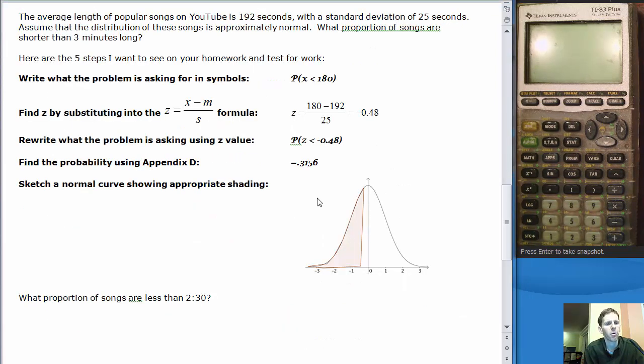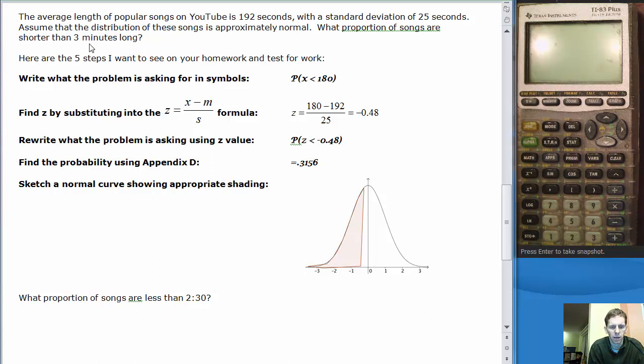Let's look at another example. Here, the average length of popular songs on YouTube is 192 seconds with a standard deviation of 25 seconds. Assume that the distribution of these songs is approximately normal, which means that song lengths could fit on a bell curve. Most songs are around 192 seconds. You have fewer songs that are longer and fewer songs that are shorter than 192 seconds. What proportion of songs are shorter than 3 minutes long?